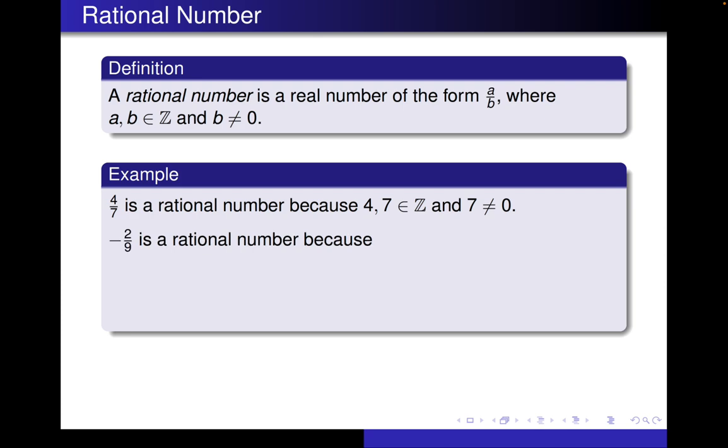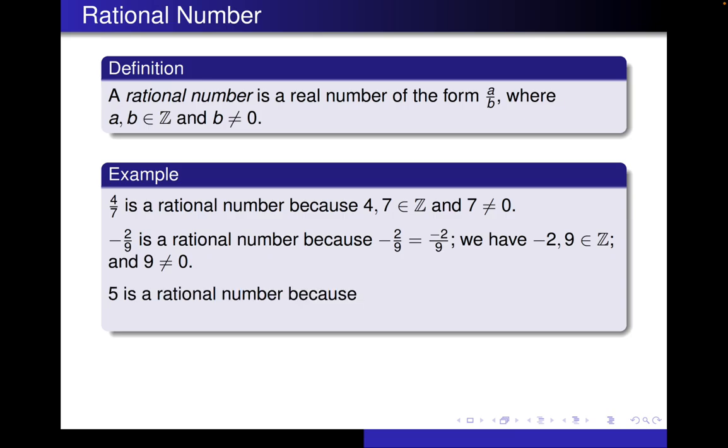-2/9 is a rational number. Well, it doesn't look like a rational number now because it has that negative sign. But if we rewrite it as -2 divided by 9, then we can see that -2 and 9 are both integers. 9 is not equal to 0, and so -2/9 is a rational number.